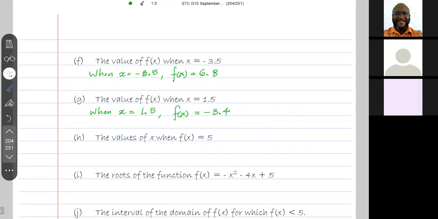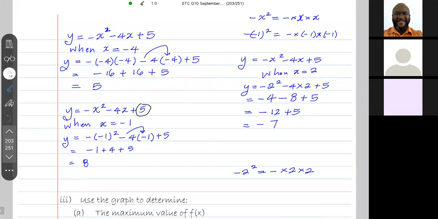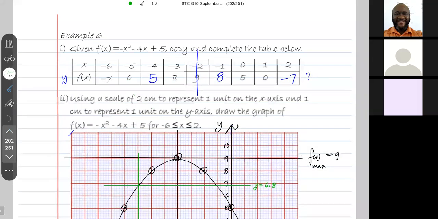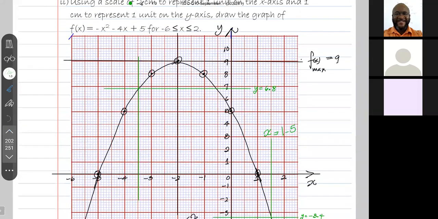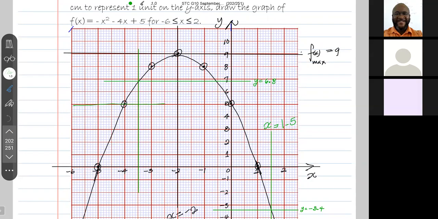We need the values of x when f of x is equal to 5. And we need the roots of the function. So first we need to find the point on the graph where f of x is equal to 5. So that's where y is equal to 5. So I'm going to draw the line f of x is equal to 5. So if I want, I could say y or f of x. This is the line f of x is equal to 5.